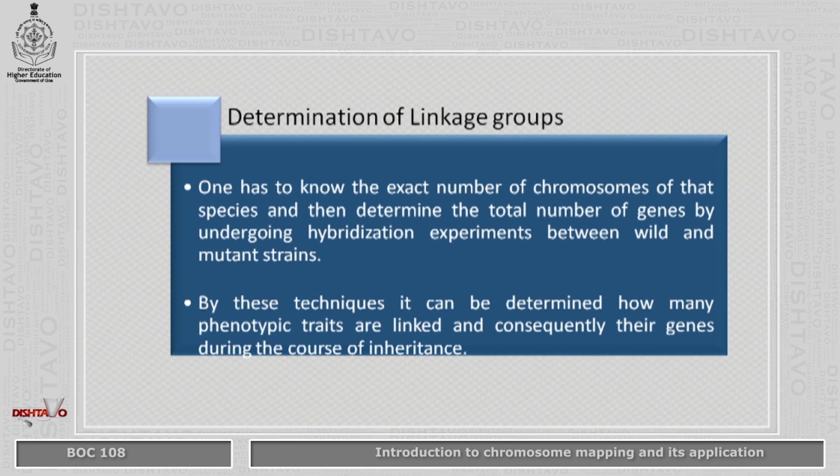One has to know the exact number of chromosomes of that species and then determine the total number of genes by undergoing hybridization experiments between wild and mutant strains. Through these techniques, we can determine how many phenotypes are linked and consequently their genes during the course of inheritance.